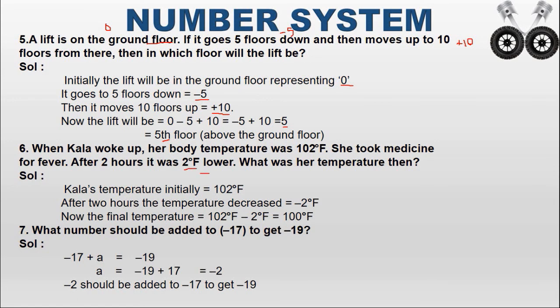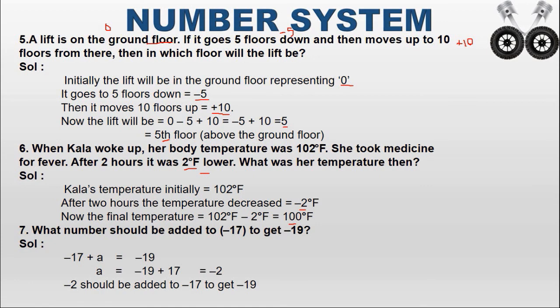Negative sign. Okay. So Kala's temperature initially is 102 degree Fahrenheit. After 2 hours, the temperature decreased by 2 degree Fahrenheit. That means below, lower, so you have to put the negative sign. So minus 2 degree Fahrenheit. What is the final temperature? So 102 minus 2 degree Fahrenheit. So we will get the answer as 100 degree Fahrenheit.